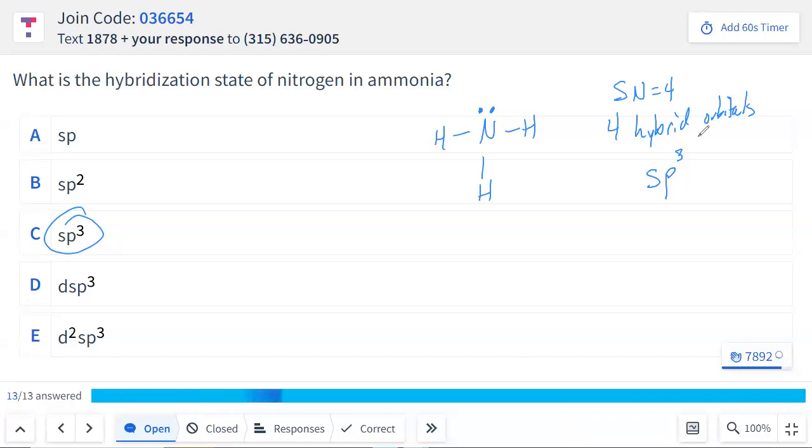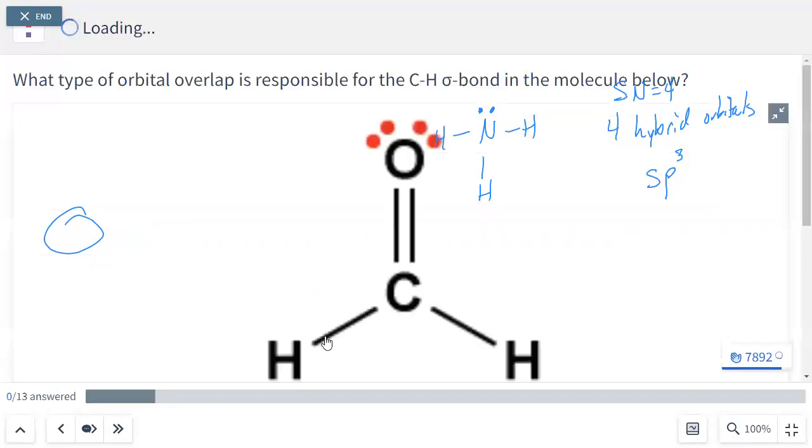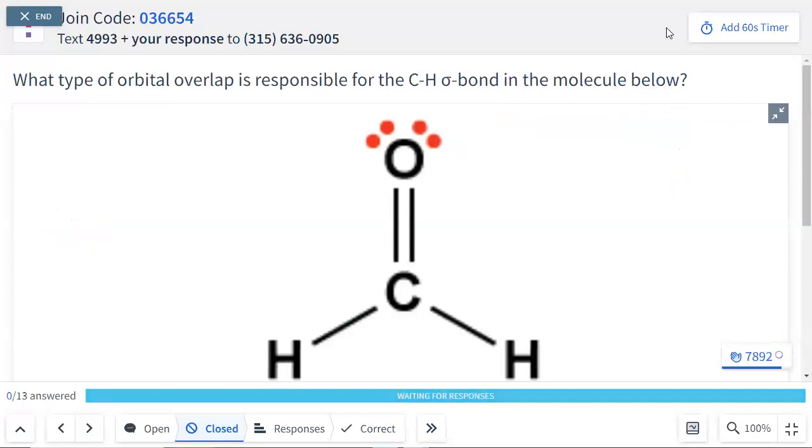Right. Any questions so far? All right, let's look at a different kind of question. What type of orbital overlap is responsible for this carbon to hydrogen single bond in this molecule?